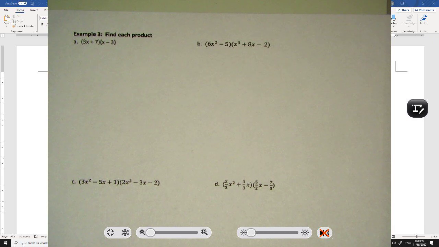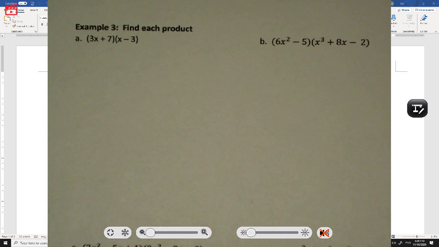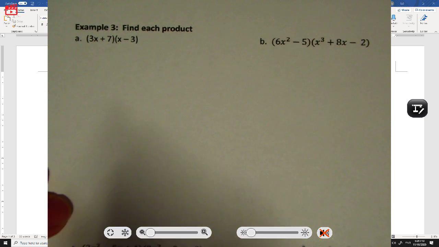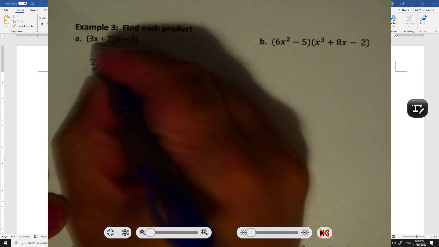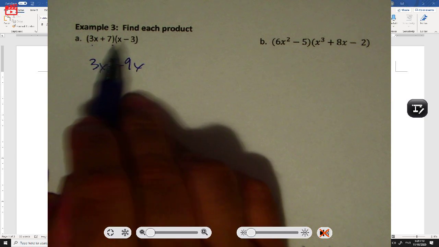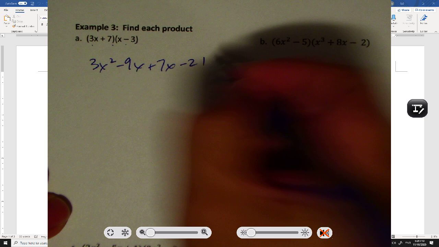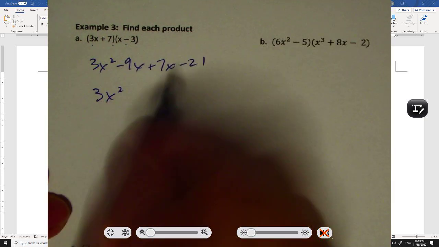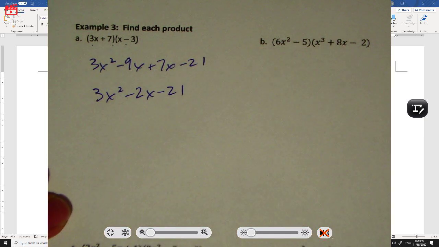Alright, you actually know how to do this already. Alright, this is finding products. We've done this already. We've FOILed it out. So reminder, 3x times x is 3x squared. 3x times minus 3 is minus 9x. Now move on to the 7. 7 times x is 7x. 7 times minus 3 is minus 21. Then combine like terms. Negative 9x plus 7x is negative 2x. That's it. That's all you're doing.